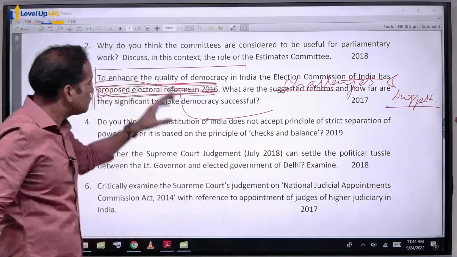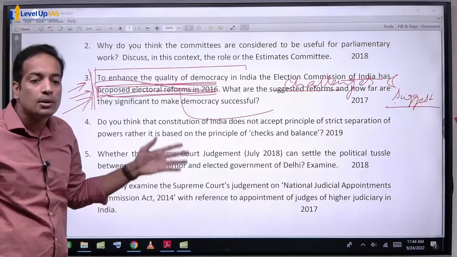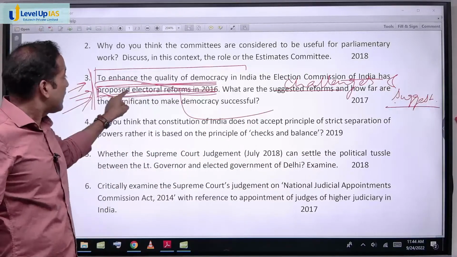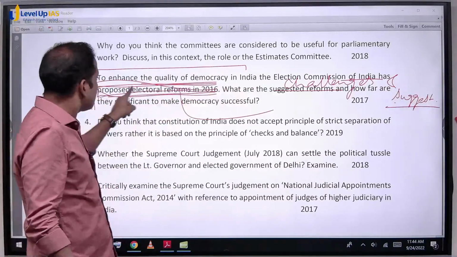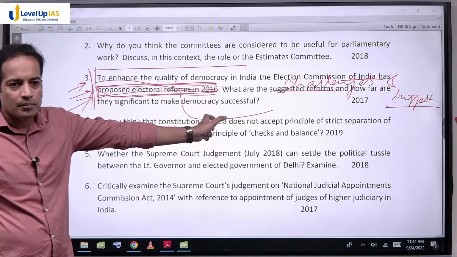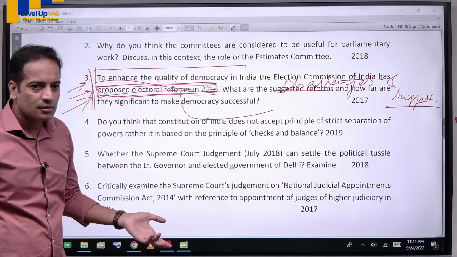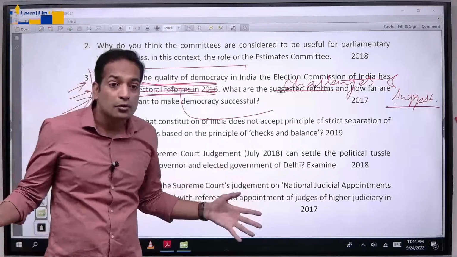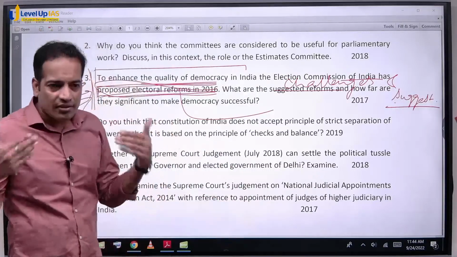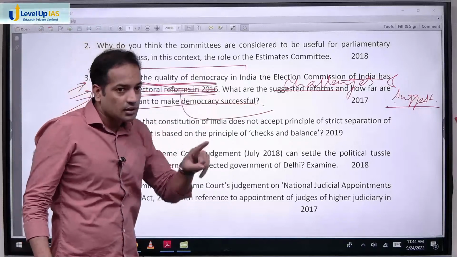Look at it, UPSC does not give you so many dimensions that you are unable to handle. It has given one more dimension, but then it has merged with the previous portion of the question. So there is a way they frame questions so that you do not have to write too much, you will not be in great pain. And then comes, how far are they significant in making democracy successful.